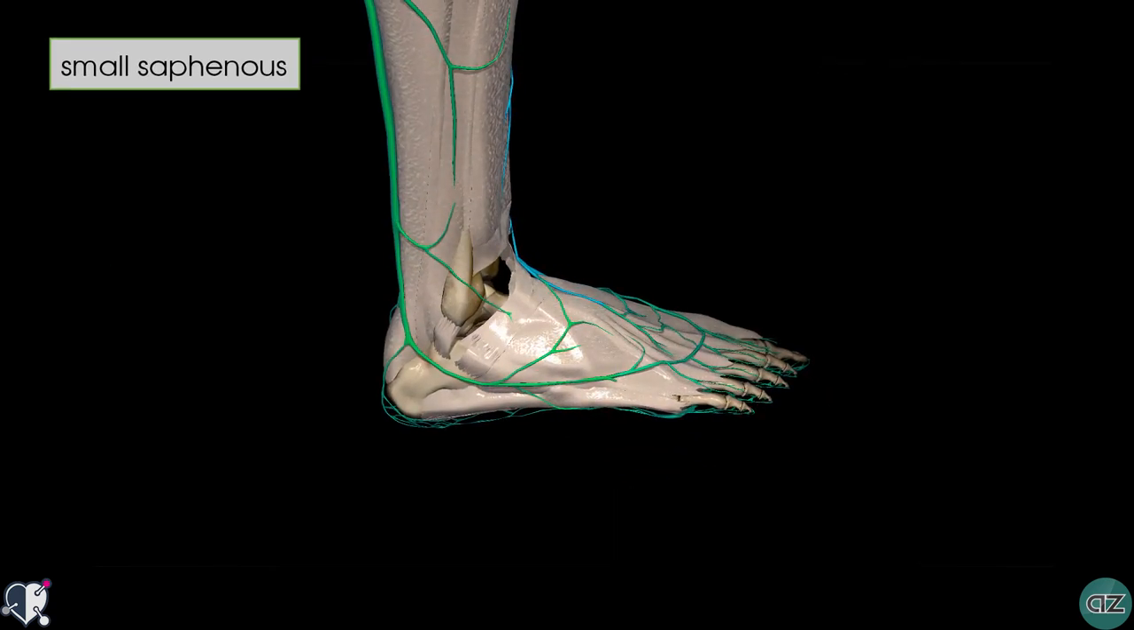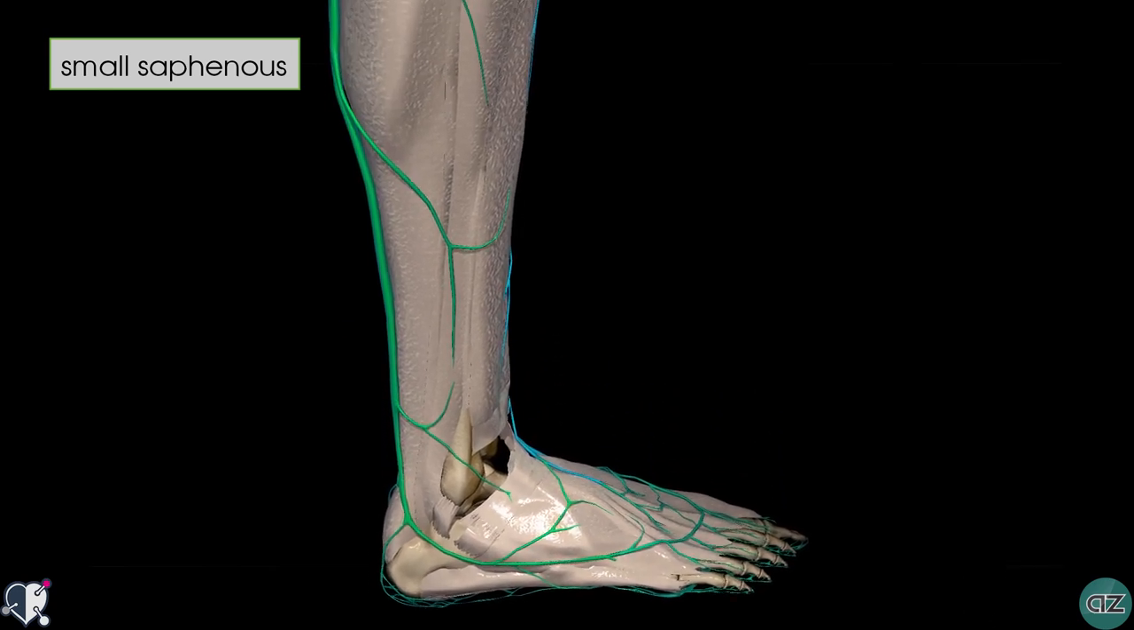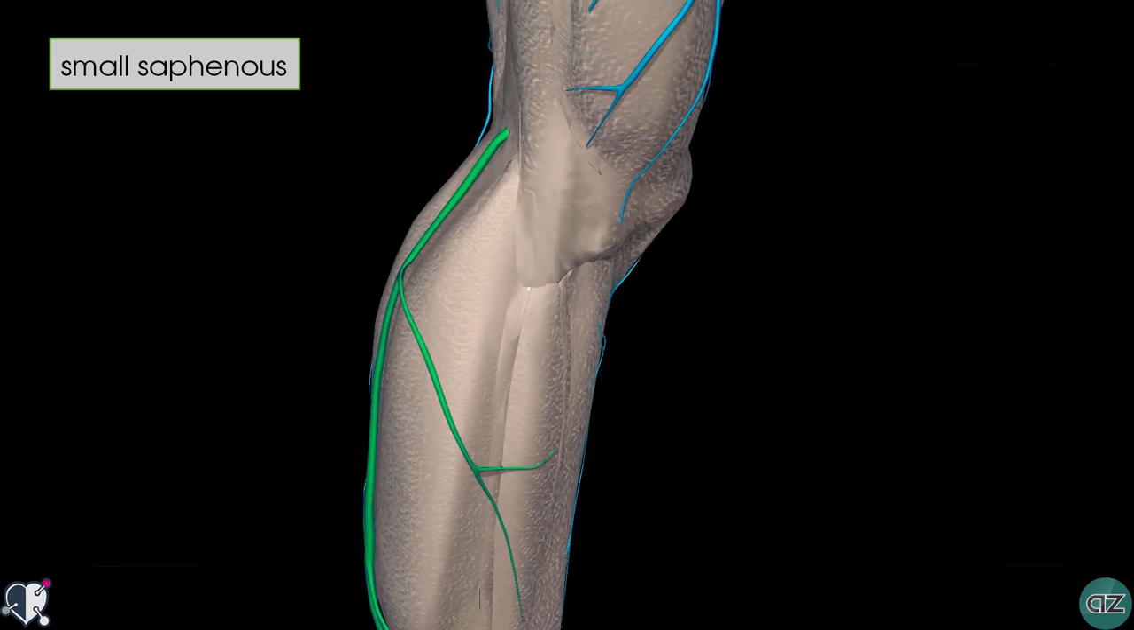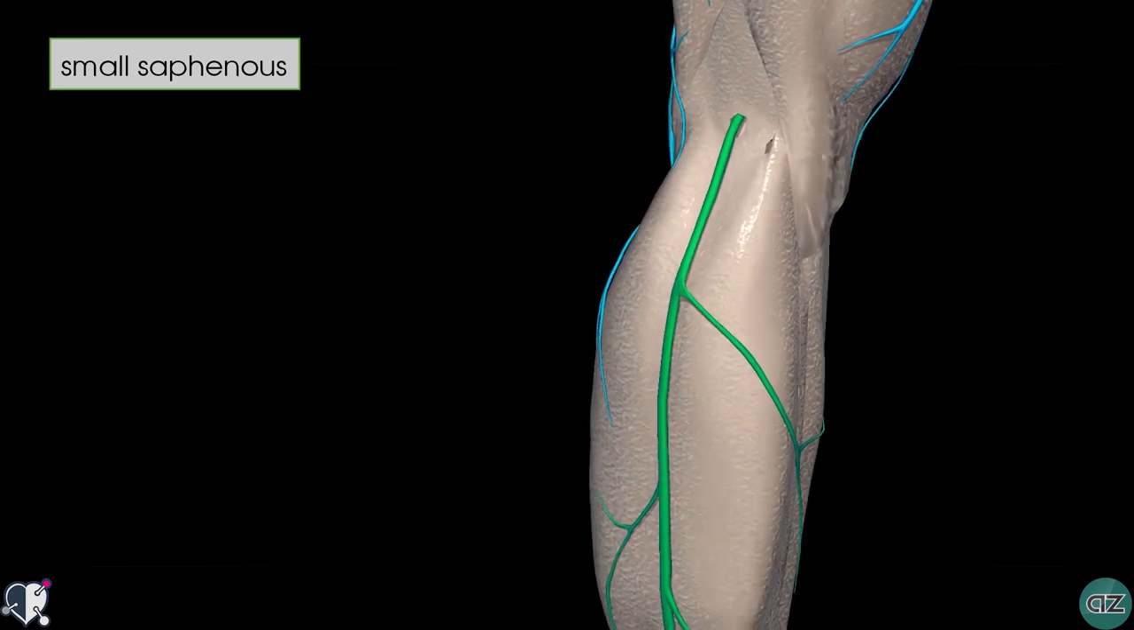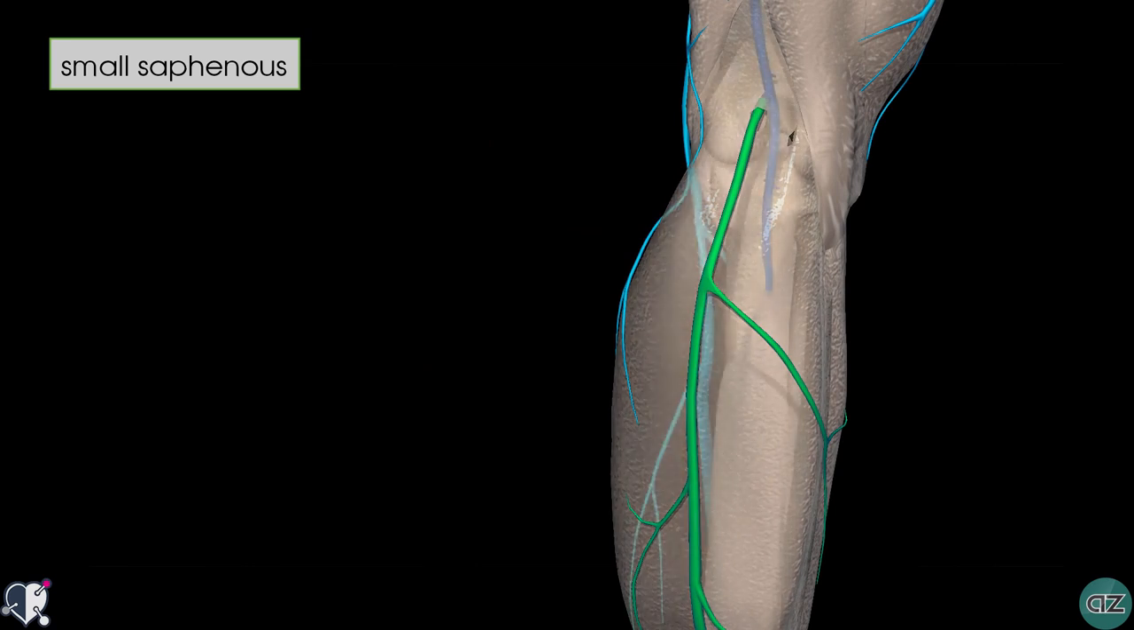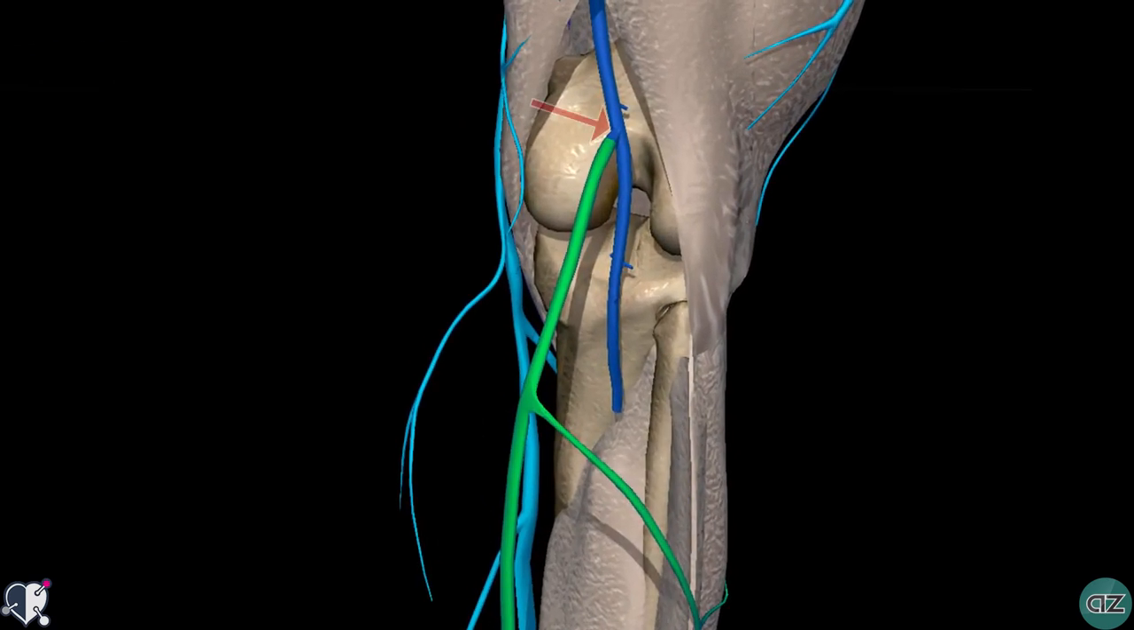if we just rotate around to a lateral view, we can see the small saphenous vein arising from the lateral aspect of the dorsal venous arch and passing behind the lateral malleolus to ascend the leg. The small saphenous vein then ascends posteriorly up the leg to the level of the knee, and it then drains into the popliteal vein behind the knee joint. I've just removed the structure so that you can see the small saphenous vein draining into the popliteal vein, and this is a point where the superficial venous system meets the deep venous system.